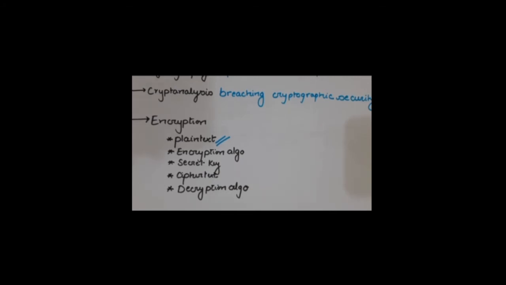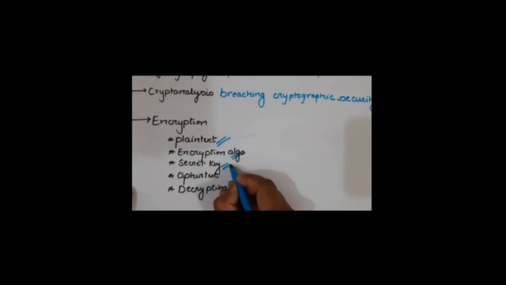Moving ahead, the second term is encryption algorithm. What do you mean by encryption algorithm? Encryption algorithm is a mathematical algorithm, or a way of performing various techniques on plain text to convert plain text into scrambled words, which is ciphertext. So encryption algorithm is a written set of methods that converts your plain text. I hope you've understood this.